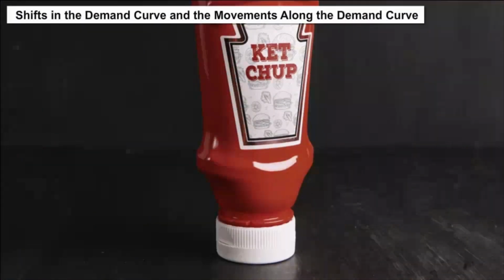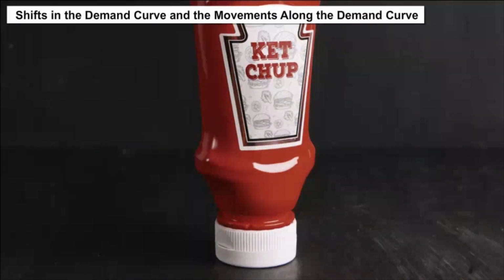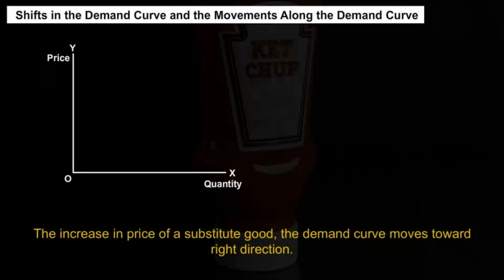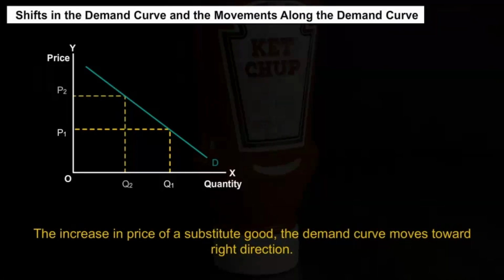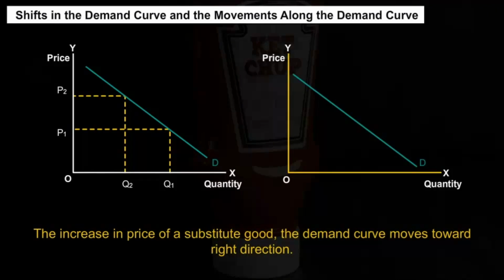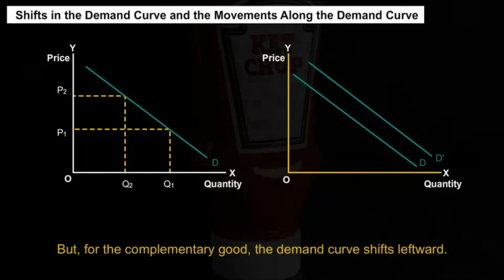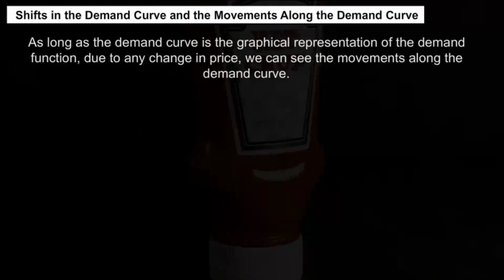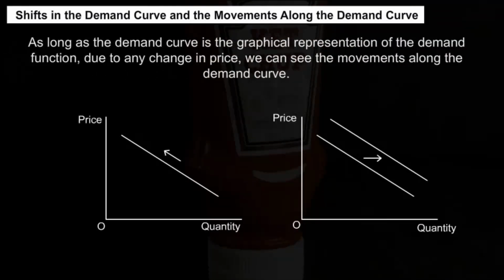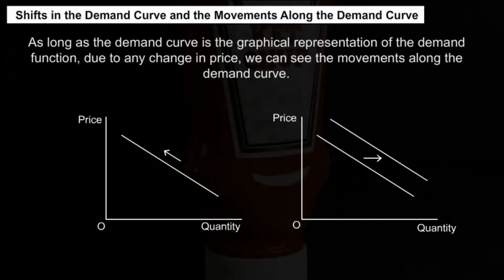Shifts in the demand curve and movements along the demand curve. When the price of a substitute good increases, the demand curve moves to the right. But for a complementary good, the demand curve shifts leftward. As the demand curve is a graphical representation of the demand function, due to any change in the good's own price, we see movements along the demand curve.